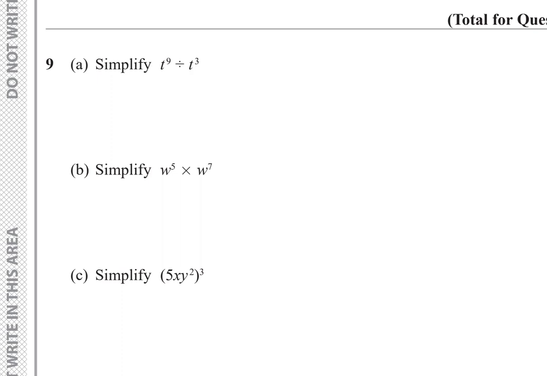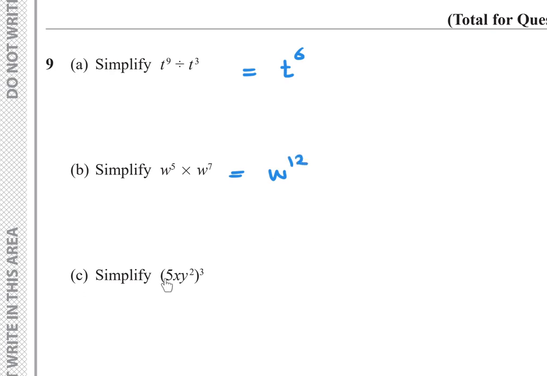Number 9a, simplify t power 9 divide t power 3, subtract the power. When you divide, subtract the power, so t power 6. B, simplify w power 5 times w power 7. When you multiply, add the power, so w power 12.